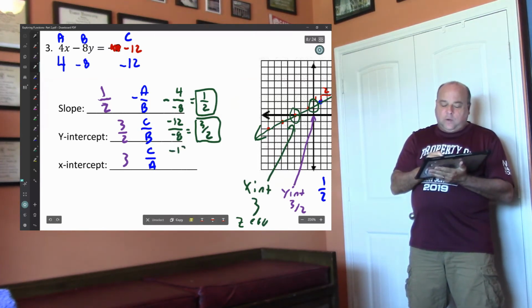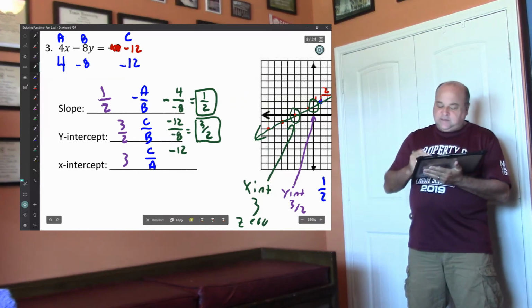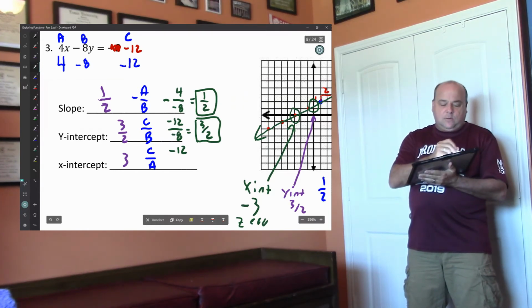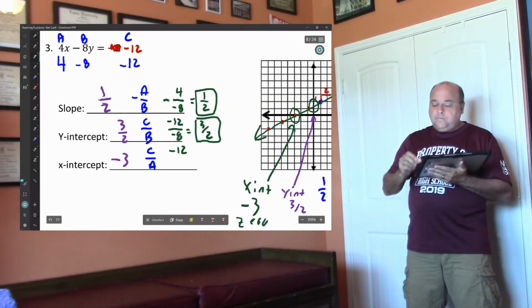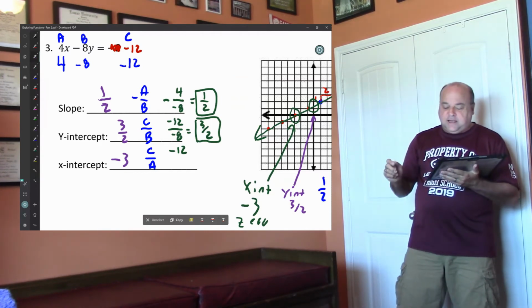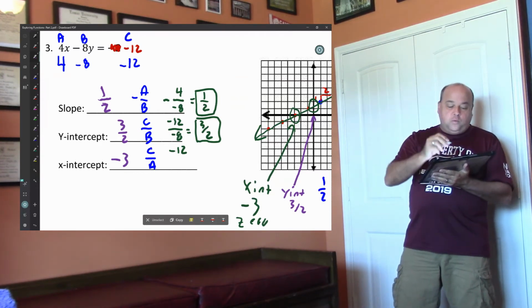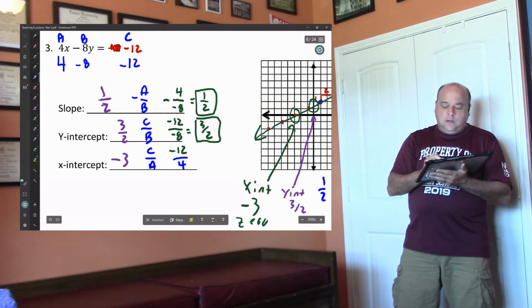C is negative 12, and I'm sorry, our x-intercept's negative 3, isn't it? I should have fixed that up. You're like, Mr. Toops, you got that wrong. I did that on purpose to see if you're paying attention. But the x-intercept crosses at negative 3, doesn't it? It's to the left of the y-axis. Okay, so negative 12 divided by 4 is going to be negative 3.